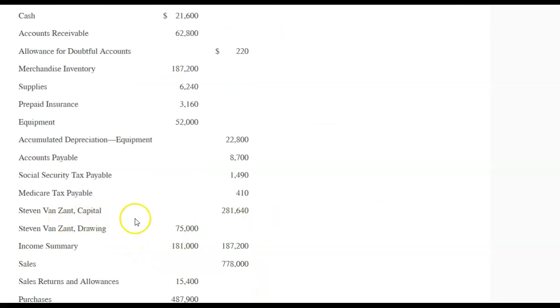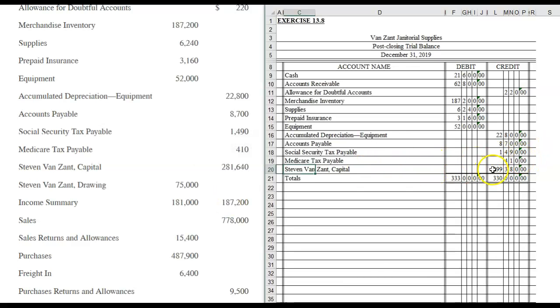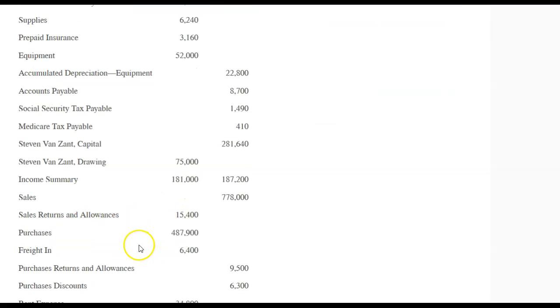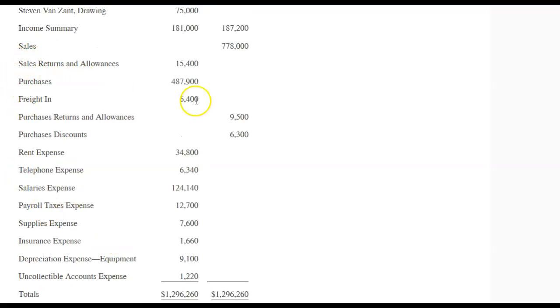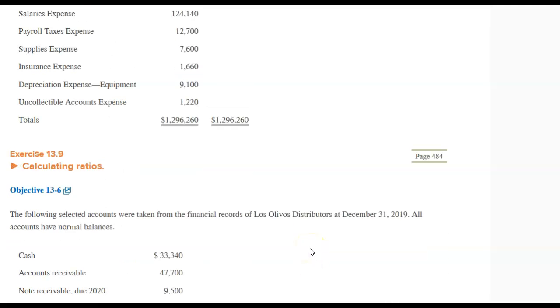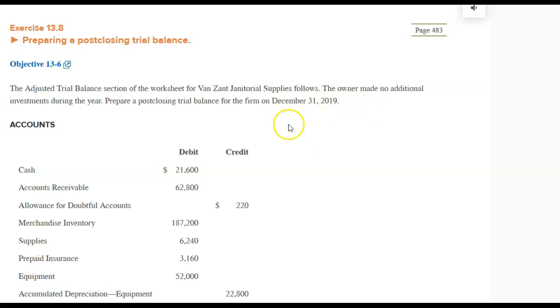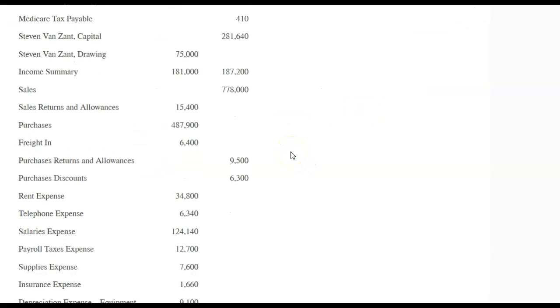However, notice the capital here, 281,640. Is it going to match the capital here? 299, because you have to figure out the net income and all that. That's why they've given you all these other figures, like sales and all that. You're going to have to do the revenue part minus the expense part, figure out the net income to figure out what the real capital is. It doesn't say, here's what it really is. So yes, you'll have to go through and figure that part out.